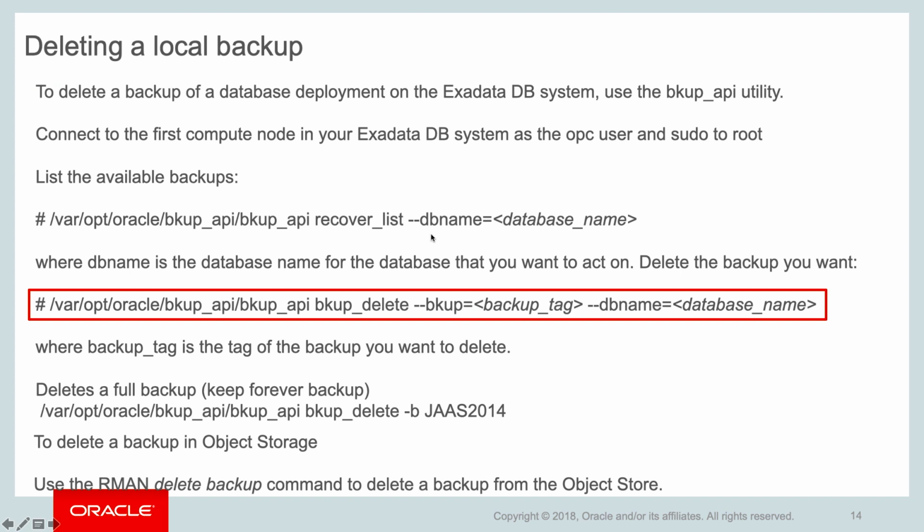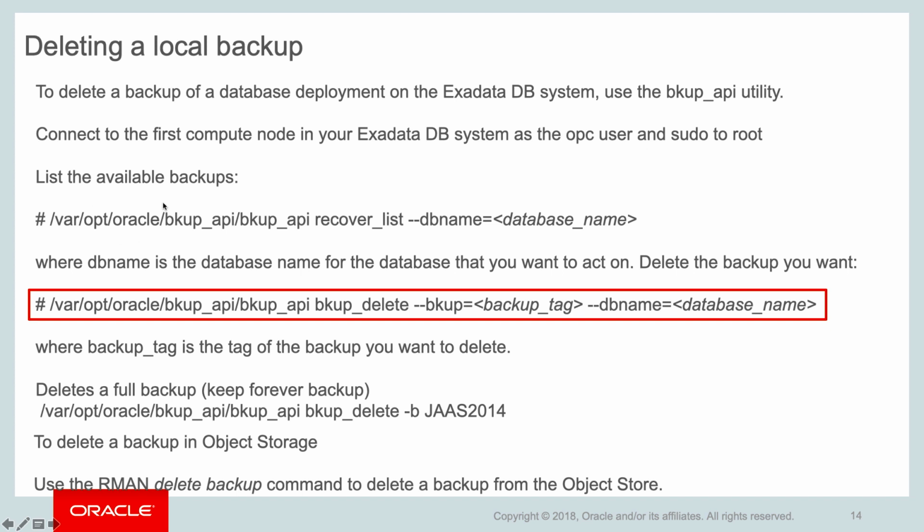So we have seen how to set the backup by creating a backup configuration file, and various ways of doing on-demand backups, specifying keep clause for a long-term retention. Now we'll take a look at how we want to delete a backup. To delete a backup of a database deployment on Exadata database system, you can always use the backup API utility. You need to again connect to the first compute node using OPC user, and you need to sudo to root.